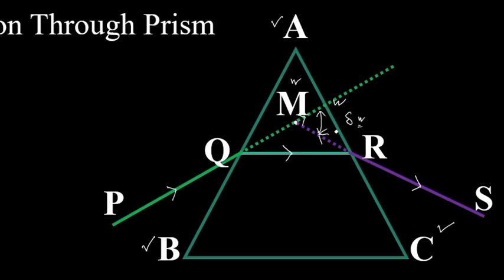So what will be the definition of the deviation? The angle between incident ray and this one, which is also known as the emergent ray, is said to be the angle of deviation. Hope that there is no problem to understand angle of deviation. It is generally denoted by a small Greek alphabet delta.